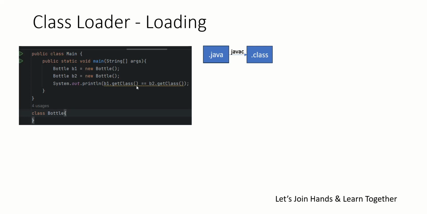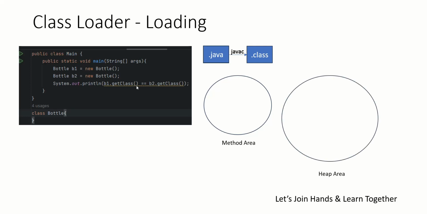As I already told, there are many memory areas available. The first is the method area, the next is the heap area, and we also have the stack area and other things. First of all, when the JVM comes across this, it tries to run the main method. Since it's the main thread, it will create a stack area for it.